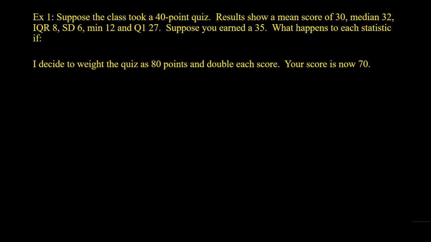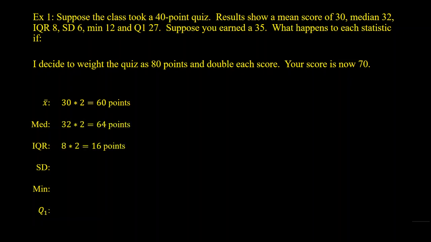So we're going to find the mean, median, IQR, standard deviation, minimum, Q1 again. For my mean, I just multiply by 2. So 30 times 2 would be 60 points. Median, 32 times 2, 64 points. IQR, 8 times 2, 16 points. Standard deviation, 6 times 2, 12 points. Minimum, 12 times 2, 24 points. Q1, 27 times 2, 54 points.